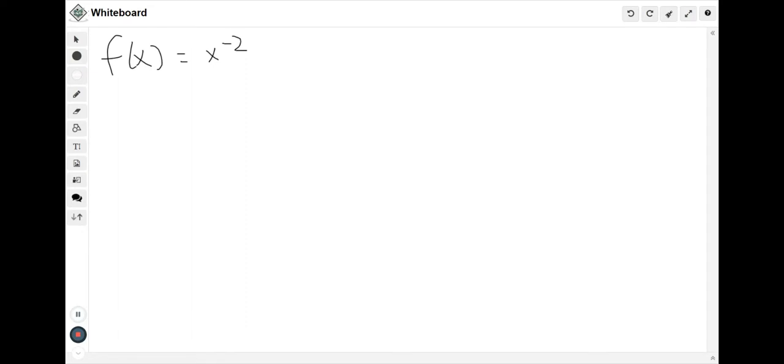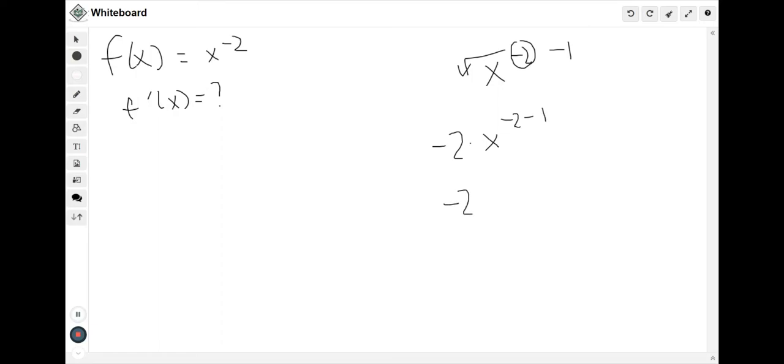Okay, so let's take another function, f of x equals x to the negative 2 this time. Now we have a negative exponent. How do we find the derivative of this function? Well, it's the exact same thing. We're just going to use the power rule, except this time our exponent is negative 2. The power rule says we take our exponent, move it to the front, and subtract 1. This means we're going to have negative 2 times x to the negative 2 minus 1, which is the same thing as negative 2x to the negative 3. And that's our derivative right there.